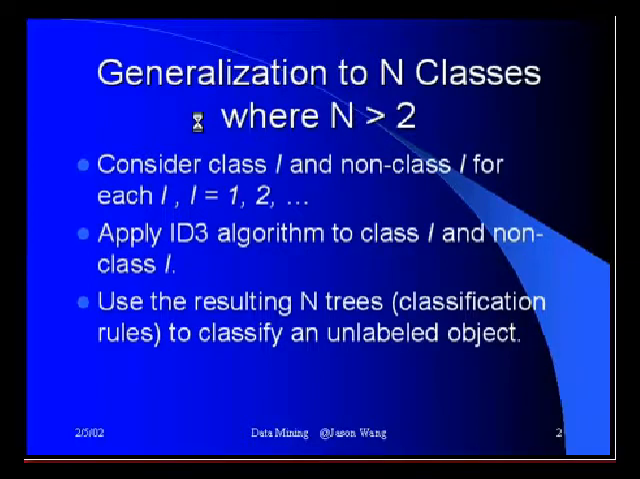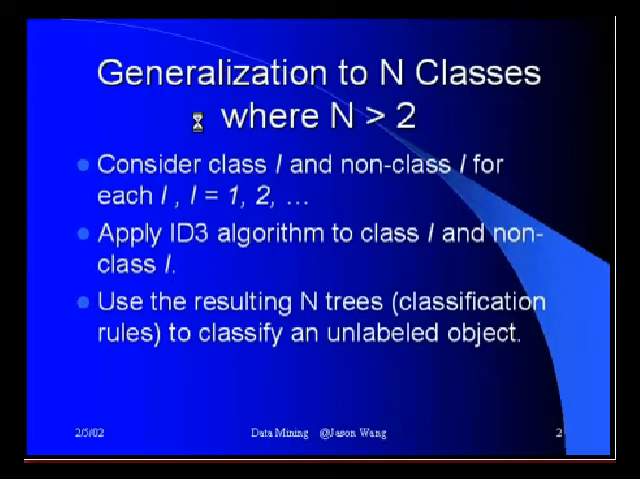In this case, we can either modify the formulas for calculating the entropy and the information gain used in the ID3 algorithm. A lot of papers have talked about how to modify the formulas so that they can work for 3 or 4 or 5 classes. So that's one strategy. Another strategy we could use is to consider each class in turn.